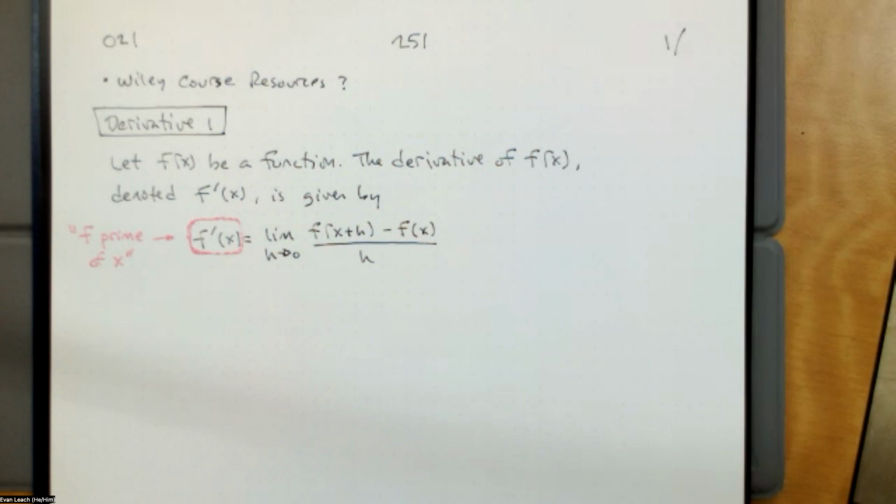If you recall, last week we introduced the idea of the derivative. The derivative of a function is what we can use to find the slope of the line tangent to a curve at a given point.